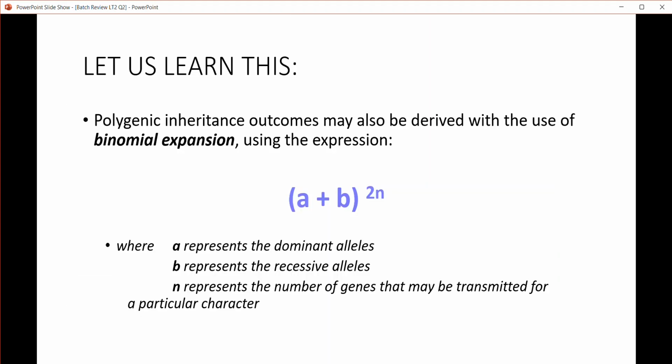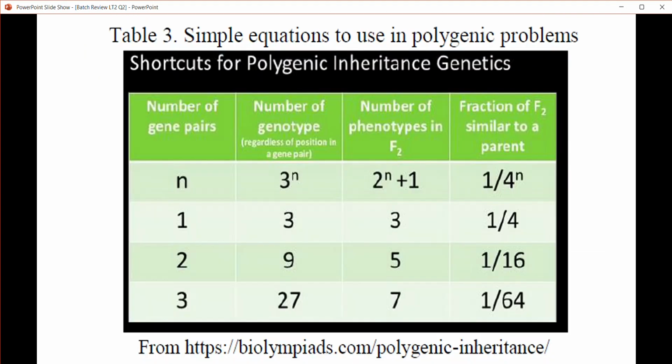Now there are a few more equations that will be very helpful, and this will be one. If you are asked how many of the F2 generation for polygenes have the same phenotype as the parent, then that answer would be 1 divided by 4 raised to the n. So if you only have one gene pair, that's 1/4. If you have two gene pairs, big A small a, big B small b, then that's 1 of 16. If you have three gene pairs, big A small a, big B small b, big C small c, then you will have 1 out of 64. So that will be the answer, the fraction of F2 similar to the parent.